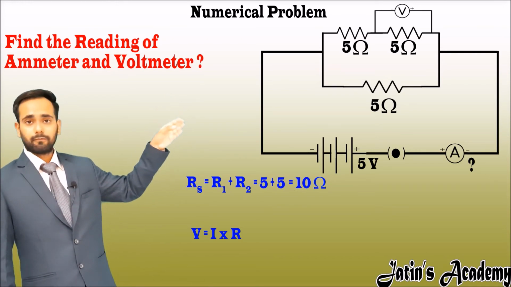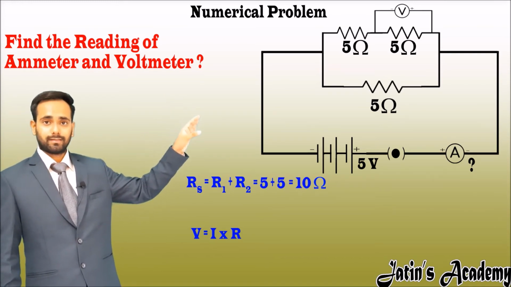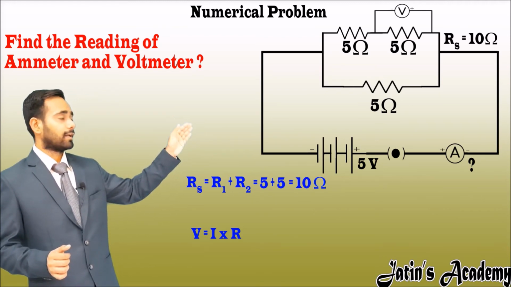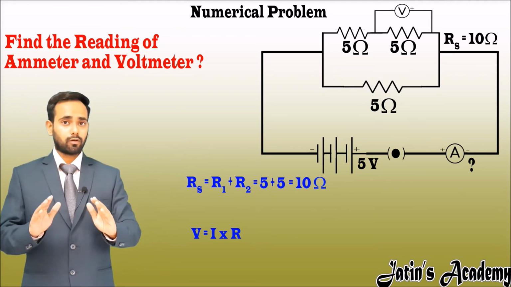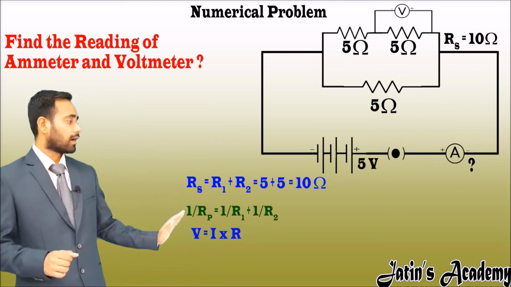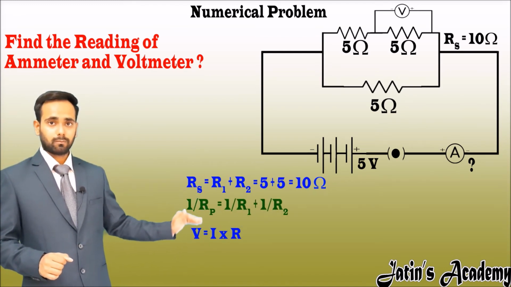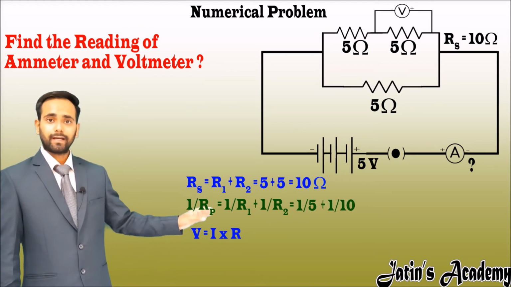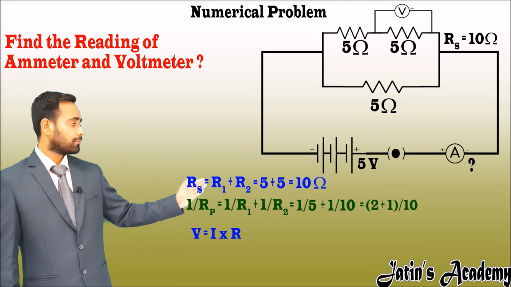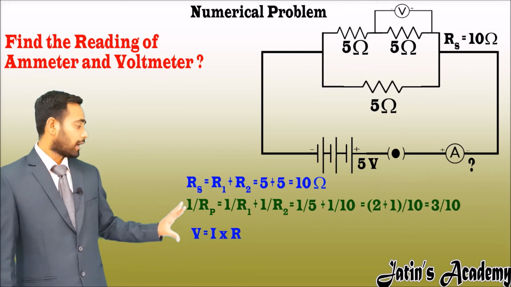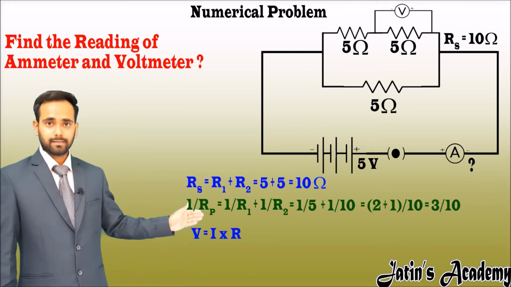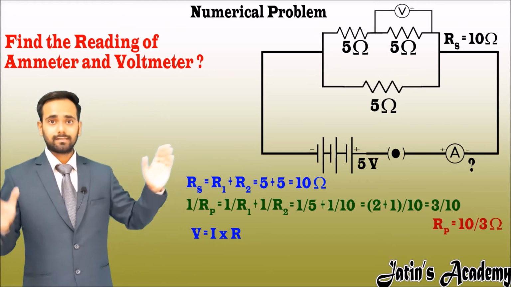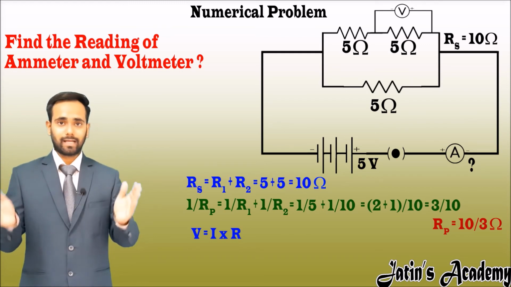Now replace the upward branch with the new value of resistance, that is 10 ohm. Now 10 ohm and 5 ohm are in parallel. So apply the formula of parallel, that is 1 upon Rp equals 1 upon R1 plus 1 upon R2, that is 1 upon 5 plus 1 upon 10. We get LCM 10, and in the numerator we get the value 3. After taking the reciprocal, we get Rp is equal to 10 by 3. It means the whole circuit resistance is replaced with the new value, that is 10 by 3.